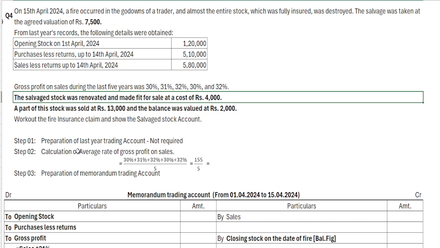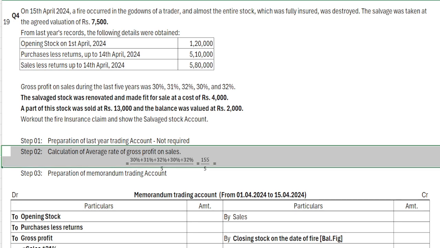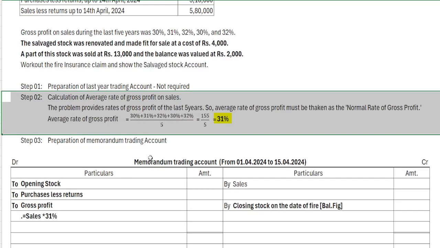Moving to step 2, calculation of average rate of gross profit on sales. Here, gross profit on sales during the last 5 years was 30%, 31%, 32%, 30%, and 32%, given directly. So we have to calculate the average. By adding all these 5 years' gross profit and dividing it by the number of years, that is 5, we get the average gross profit rate, which is 31%.